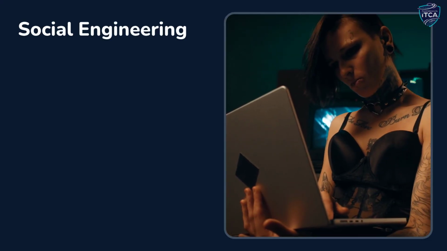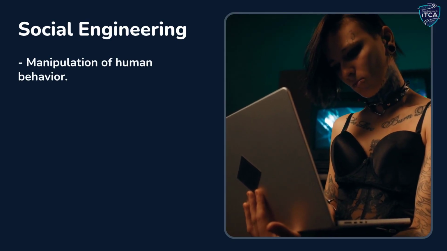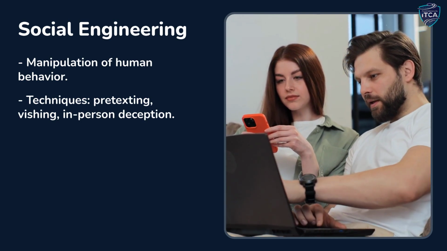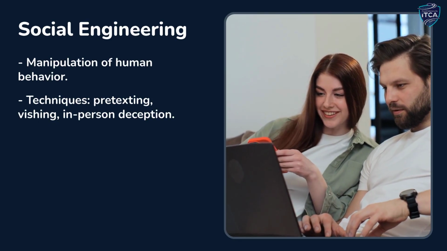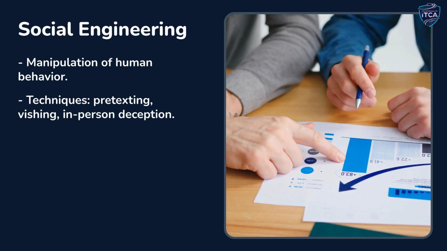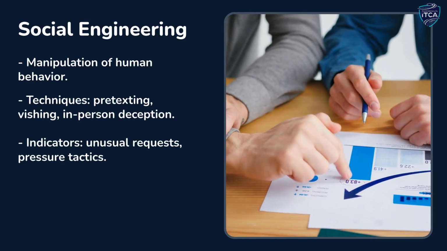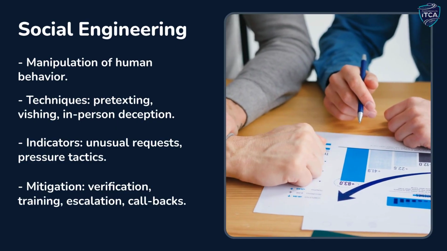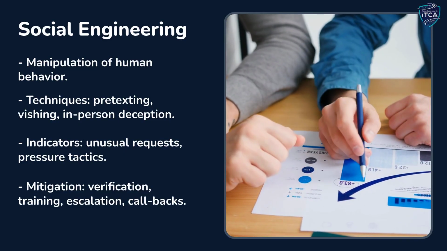Social engineering extends beyond emails. It is the manipulation of human behavior to bypass technical controls. Techniques like pretexting involve crafting convincing stories to gain trust. Vishing uses phone calls to manipulate victims, and in-person deception relies on physical interactions to gain unauthorized access. Indicators include unusual requests that bypass normal procedures, or pressure tactics asking for confidential actions through non-standard channels. Mitigation strategies involve strict verification procedures, staff training, escalation protocols, and callback procedures to confirm requests.